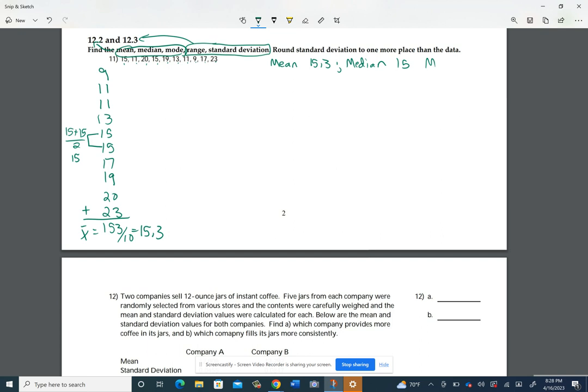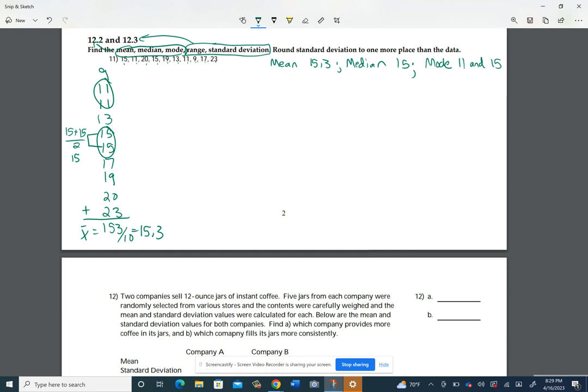The mode would be the most frequently occurring. Okay, and so for mode, we actually have 2 that occur a repeated number of times. So we would say both 11 and 15 would be modes. Okay.